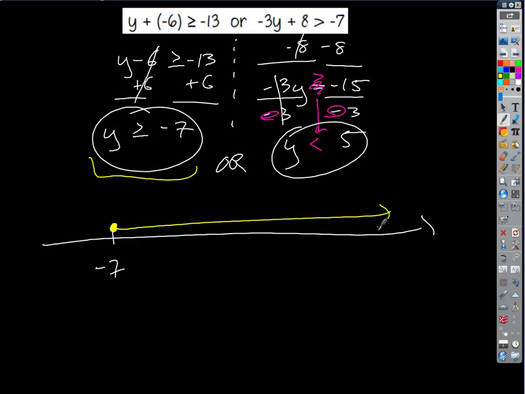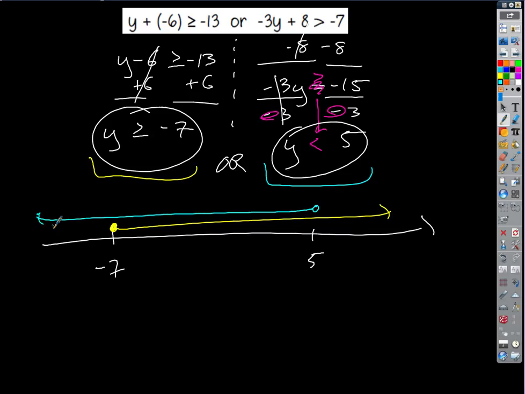Okay? Or, what about this one? Let's make this one blue. So y is less than 5. So if I go up here to 5 on the number line, what's that one going to look like? Good, because it doesn't include equals. I got an open, and I shade which direction? To the left.